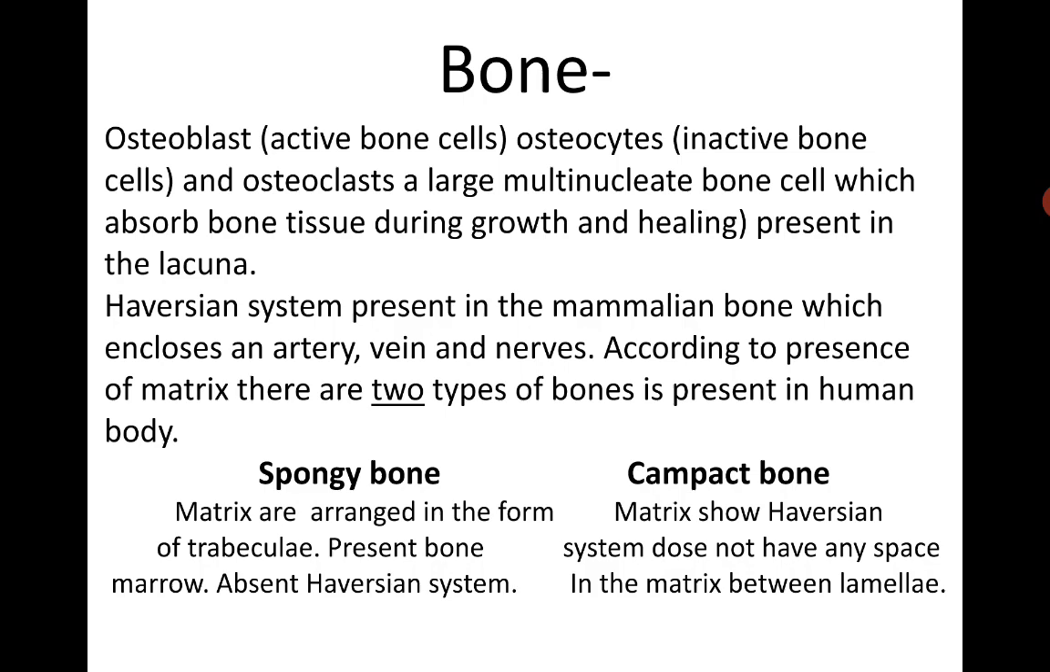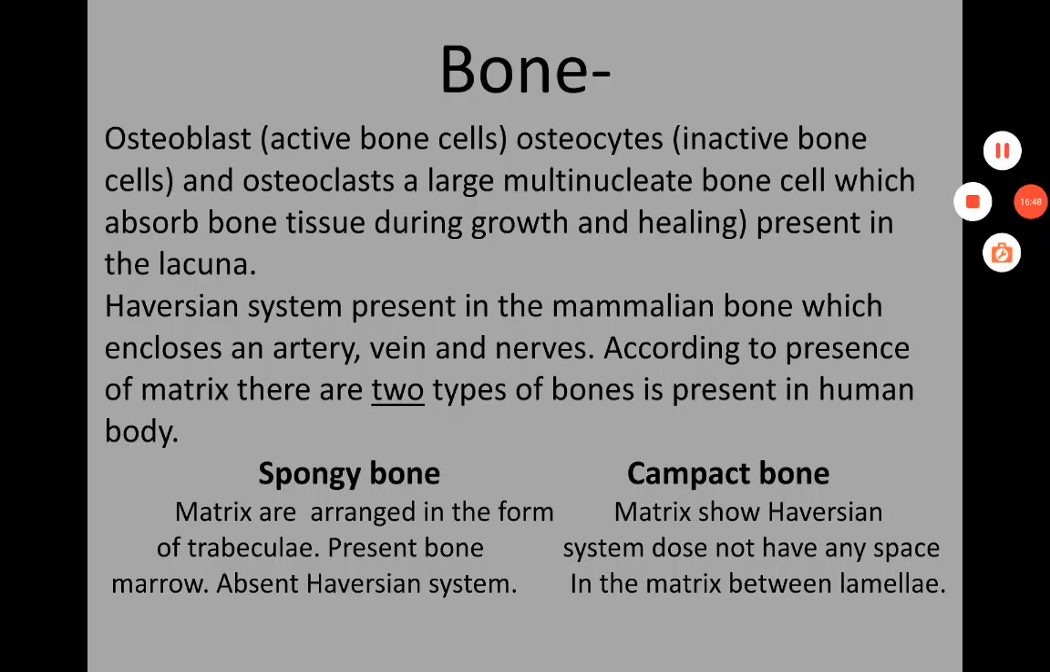The shape of the bone is like a web, with trabeculae present in the arrangement of the bone. This bone is called spongy bone. Bone marrow is also present and the Haversian system is absent in spongy bone. Compact bone: in the matrix, the Haversian system is present and there is no space in the matrix between lamellae. This is called compact bone.